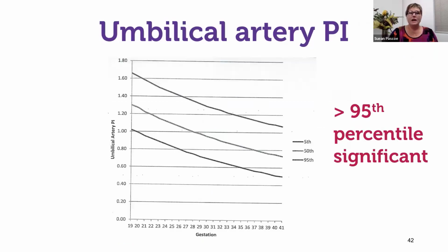When we look at the umbilical artery, it's a linear relationship here, and we need to see the umbilical artery in between the 5th and the 95th percentile.